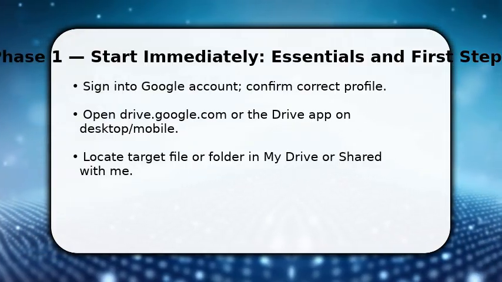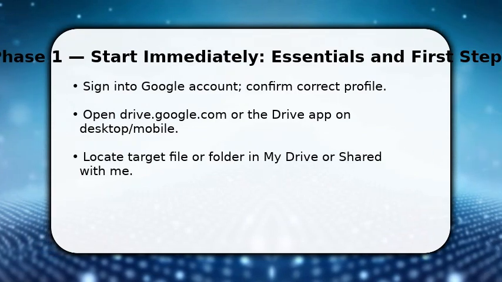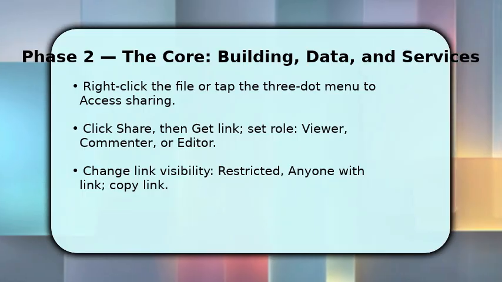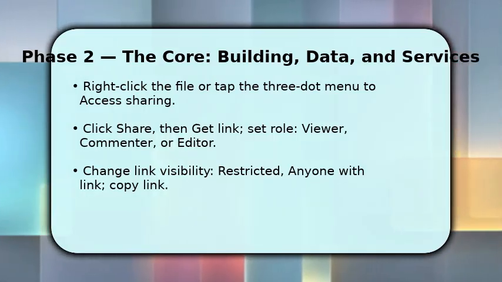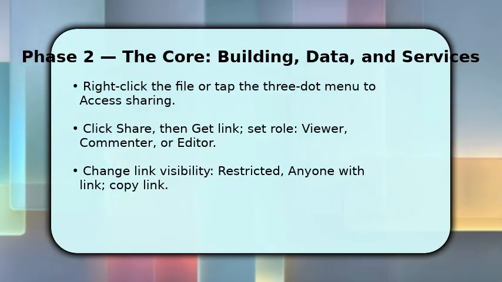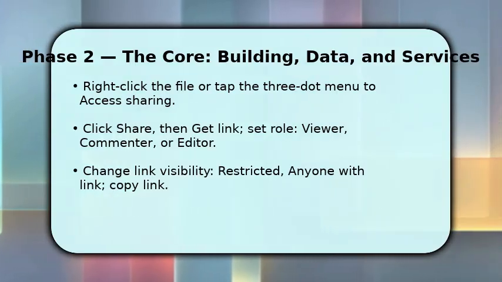Now you change access and generate the link. Right-click the item or open its menu, then choose Share. In the dialog, use Get Link and pick a role: viewer for read-only, commenter for feedback, editor to allow edits, because permissions control what recipients can do.